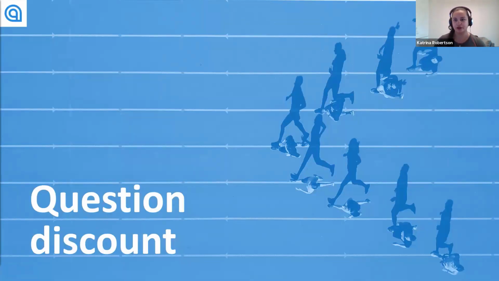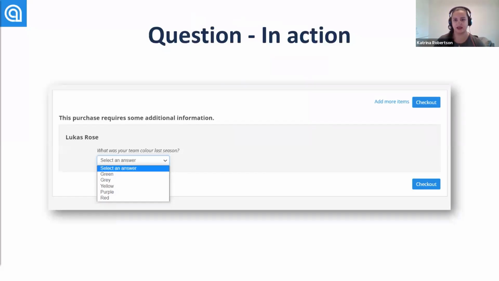Okay, so let's move on to our question discount. When a question discount is created, here's what a client sees right after selecting checkout and just before step 1. We can see here that Lucas has been asked what his soccer team color was last season. And so he's going to make a selection before continuing to step 1 of the checkout process.